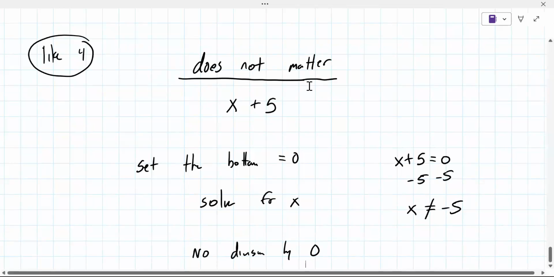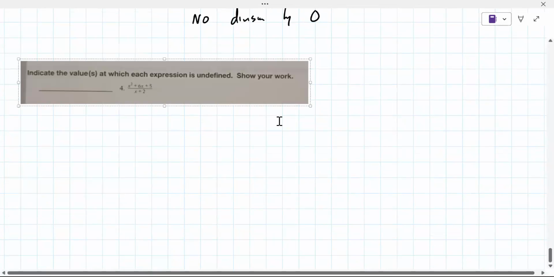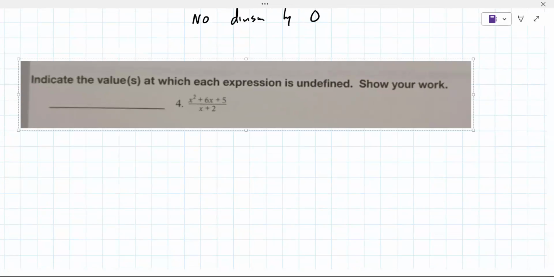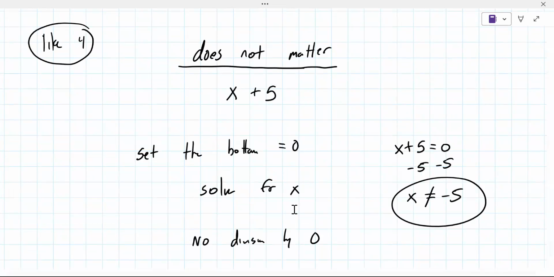Okay, so it does not matter what's on the top. Don't even look at the top. Just look at the bottom. Set the bottom equal to 0, solve for x. This is your answer. All right, so I want you to try number 4, please. So would we do like we just did, or would I have to use the calculator? No. But I gave you an example just like it. Do you want us to look at it one more time? All right, take a look at it. Let me know if you've got questions.